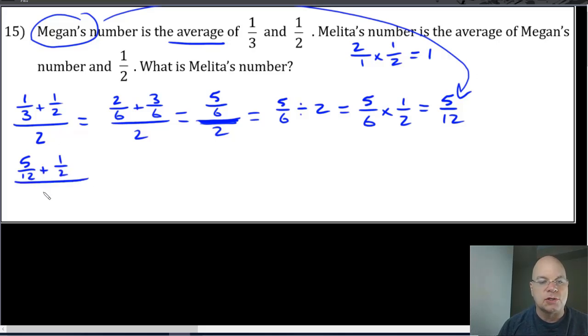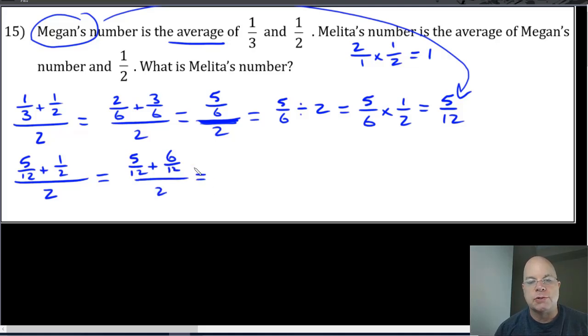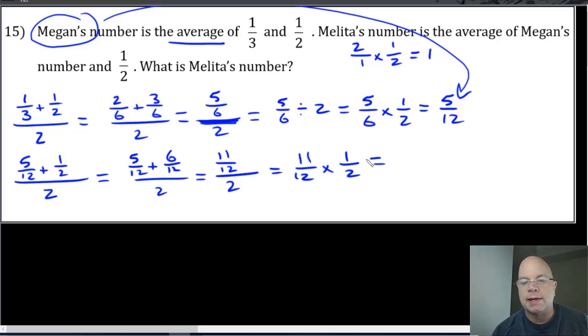Again, we'll add those together, take the total, and divide by 2. I can make halves into 12ths, so I'll just keep 5/12. But I know 1/2 is 6/12. Divide that sum by 2. 5/12 and 6/12 is 11/12. And 11/12 divided by 2 is the same as 11 twelfths multiplied by the reciprocal of 2, which is 1/2. Dividing by 2 is halving something, right? So it's the same as multiplying it by 1/2. And then when I multiply, I get 11 over 24. That's Melita's number, and that's the answer to problem 15.